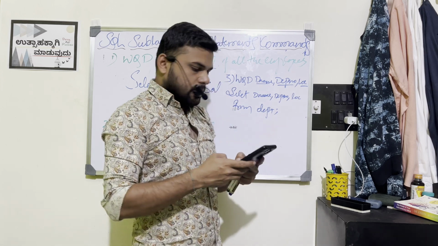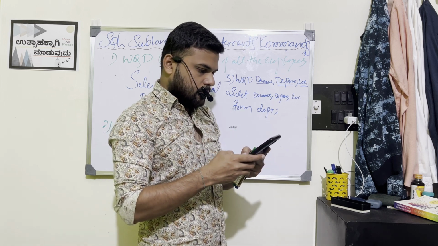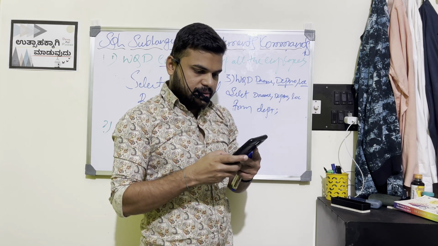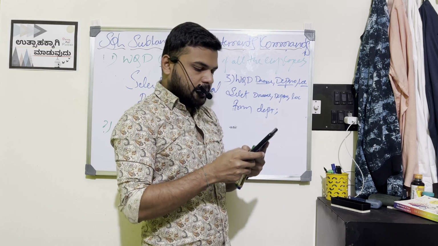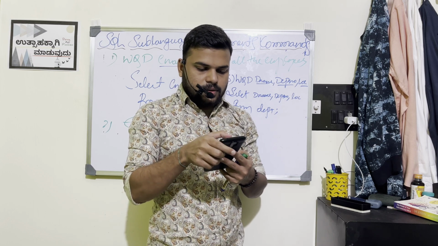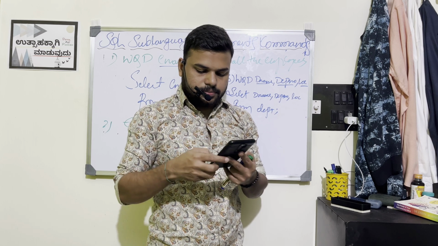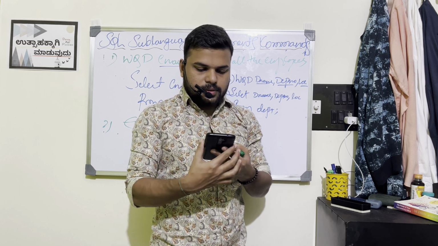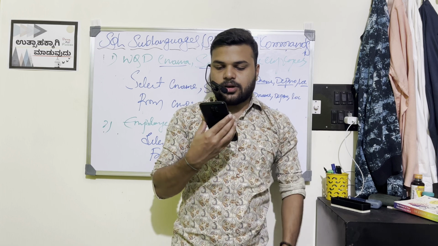Select dname, comma, DEPTNO department number, comma, location LOC, from which table? Department table, DEPT, terminating with a semicolon. Click on run. You will get a total of 4 rows with the dname, department number, and location. I hope you got the answer.